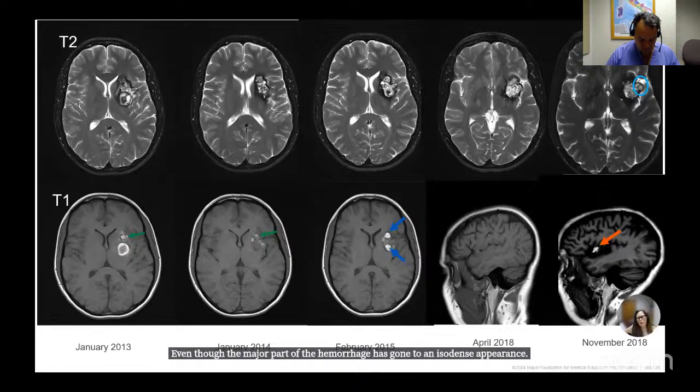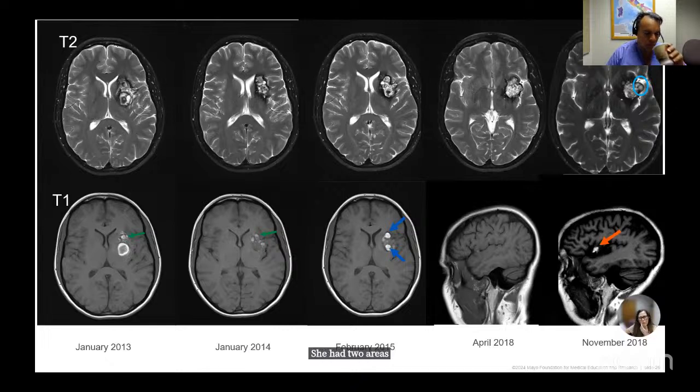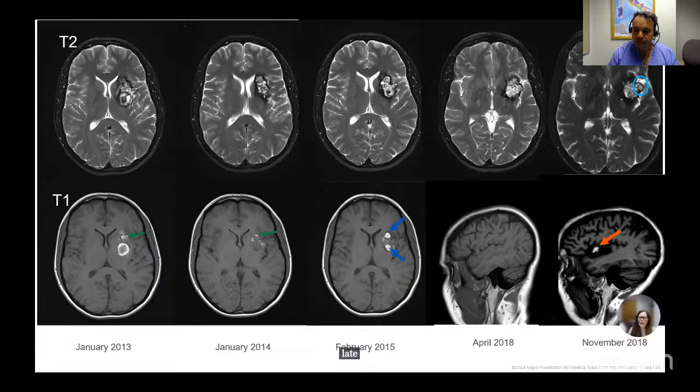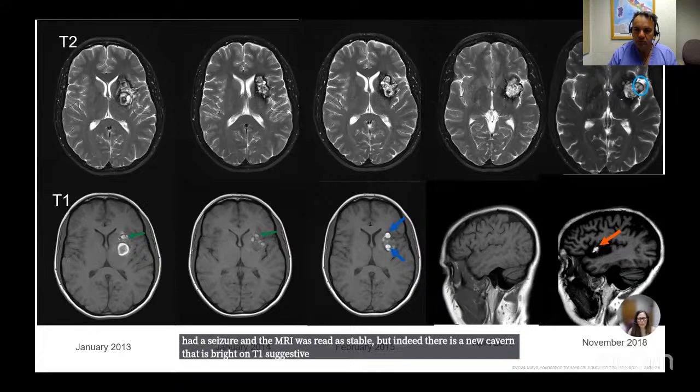In February 2015, without any new symptoms, she had 2 areas of what I would consider asymptomatic hemorrhage or intracavernous thrombosis at the blue arrows. And then in late 2018 had a seizure, and the MRI was read as stable, but indeed there is a new cavern that is bright on T1, suggestive of a symptomatic hemorrhage.